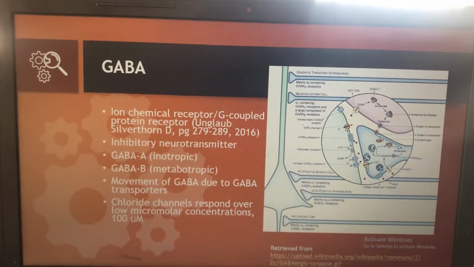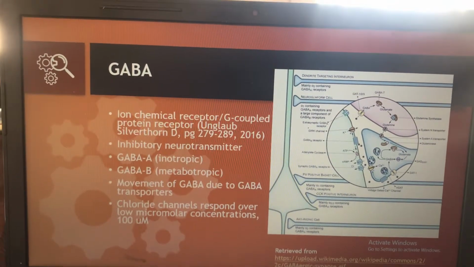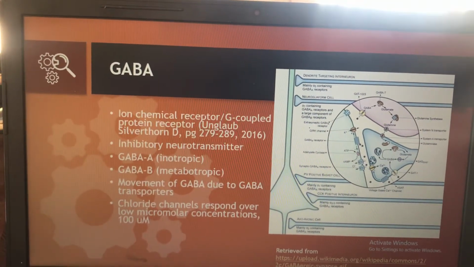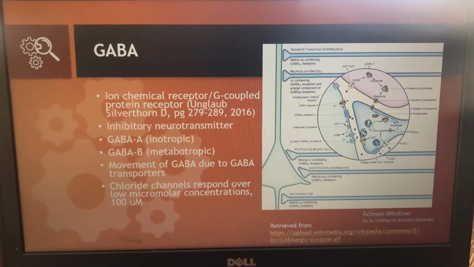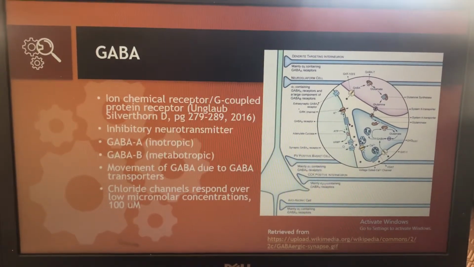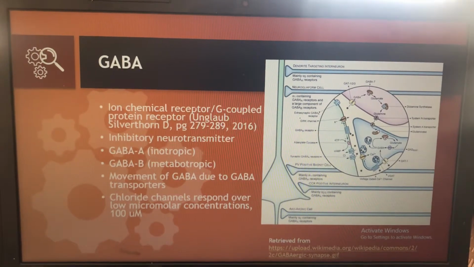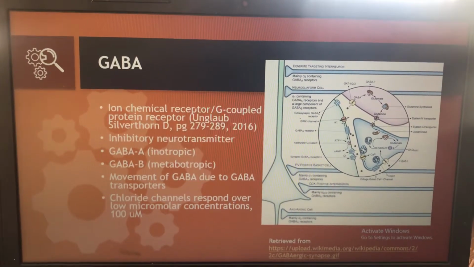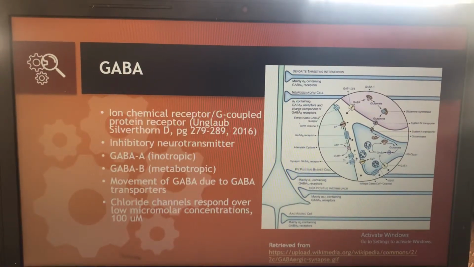When chloride ions flow into the neuron, they hyperpolarize the membrane of a neuron, making it less likely to fire an action potential. GABA B receptors are metabotropic receptors, causing the frequent opening of potassium channels, allowing potassium to flow out of the neuron, making it hyperpolarized. GABA is able to move via GABA transporters, which move it from the synaptic cleft into neurons.